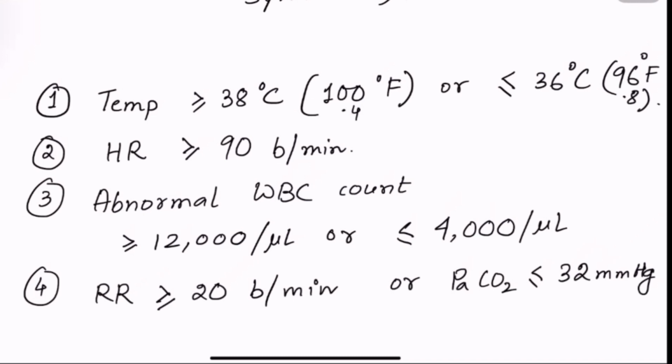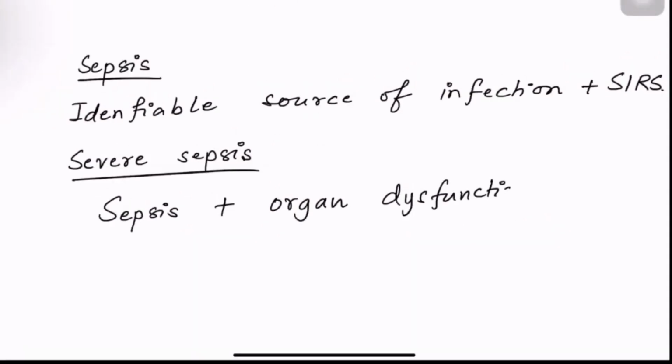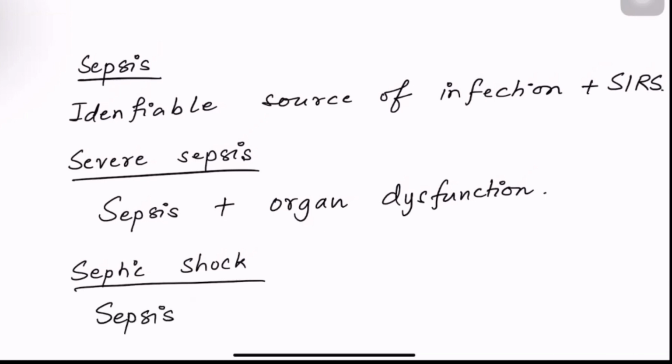So if any 2 of these 4 criteria are fulfilled, we say that the patient is in SIRS, that is Systemic Inflammatory Response Syndrome. Temperature, heart rate, respiratory rate, and abnormal WBC count. Now, sepsis is a condition of infection plus SIRS. And what is severe sepsis? It is sepsis plus organ dysfunction. And septic shock is sepsis plus cardiovascular collapse.